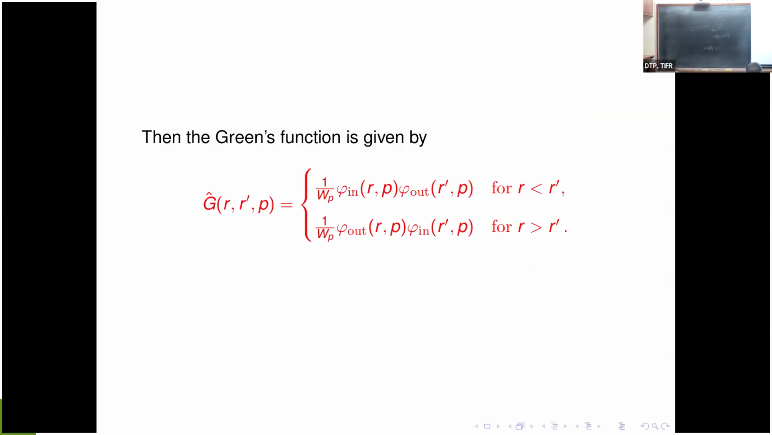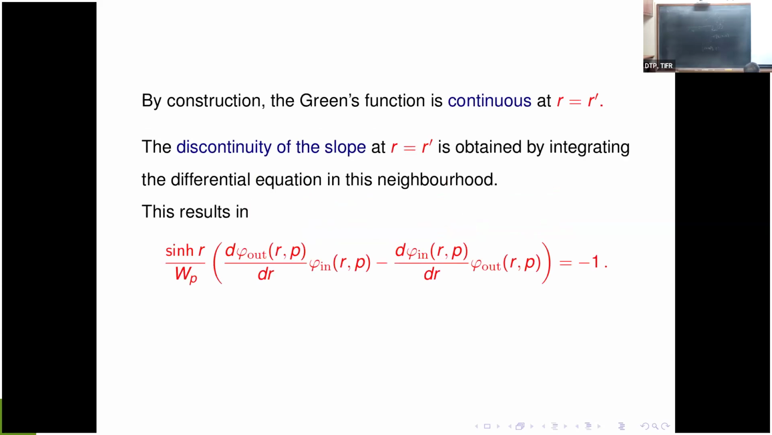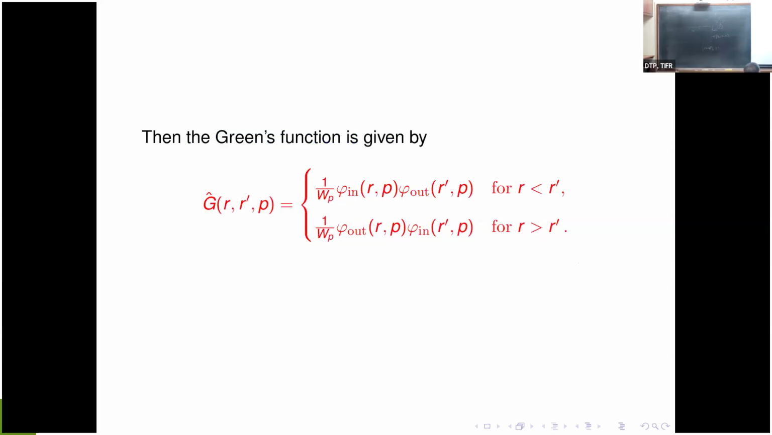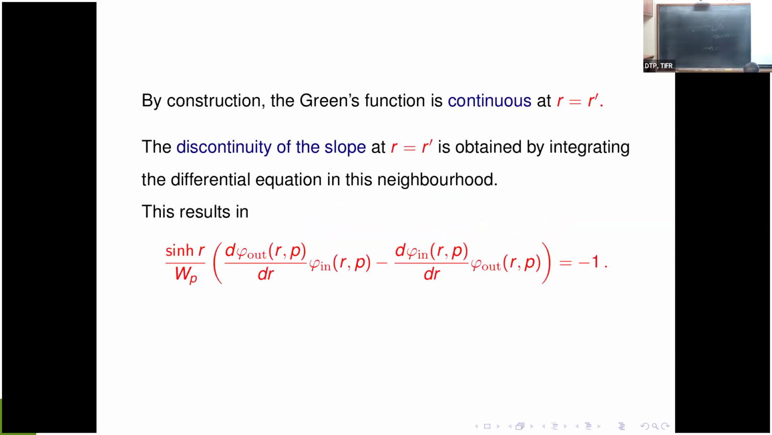And the Green's functions are just products of these two for the correct domains, right? And then this W_p is fixed by ensuring that it matches this discontinuity in slope. So this side is clear. W_p is essentially the Wronskian. Yeah, it's related to the Wronskian because there is some sinh and all hangs around it.